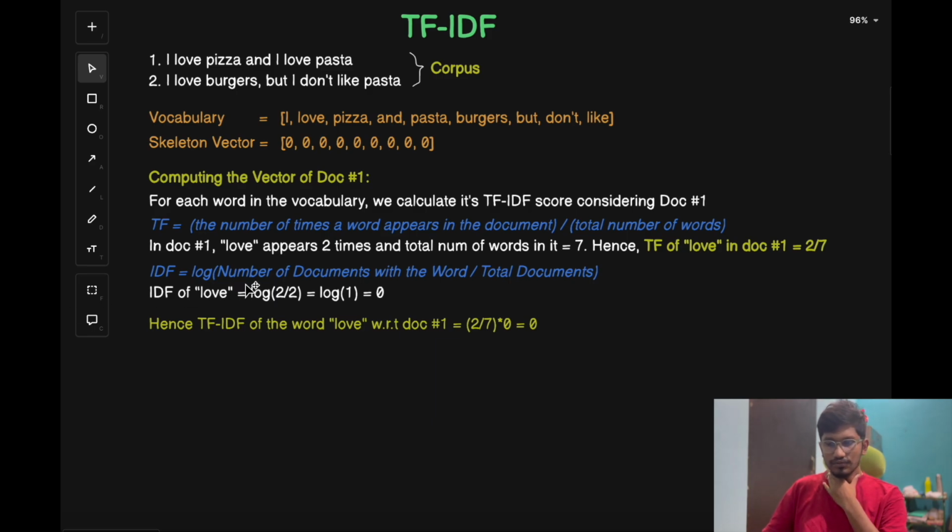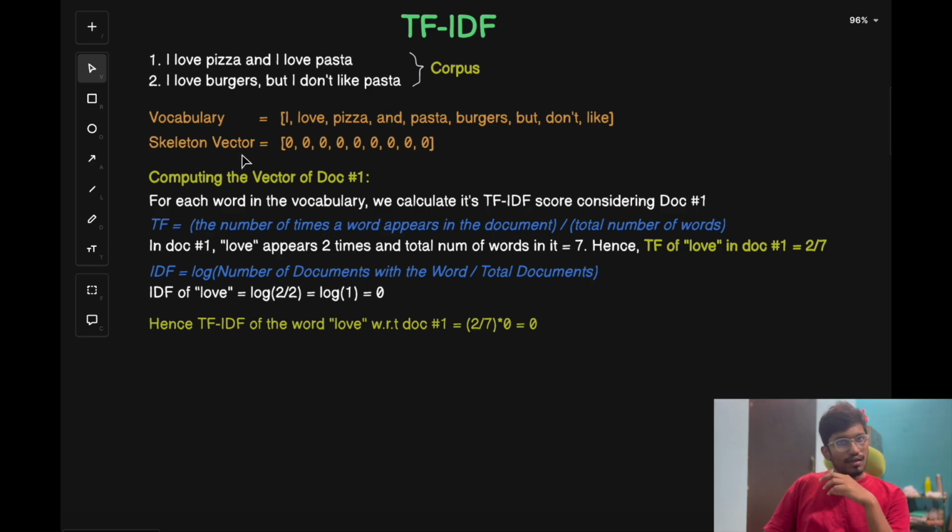So let's calculate it for the word love. Now we can see that the word love appears in both the documents, here and here, and the total number of documents is 2. So the IDF of the word love will be log of 2 by 2, which is log of 1, which is equal to 0.